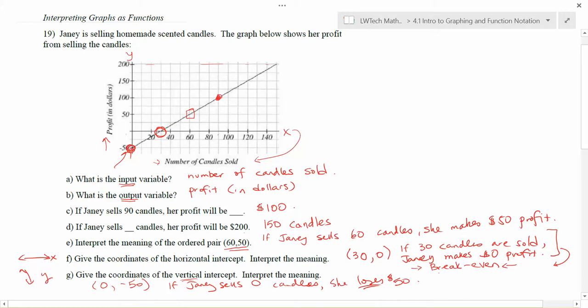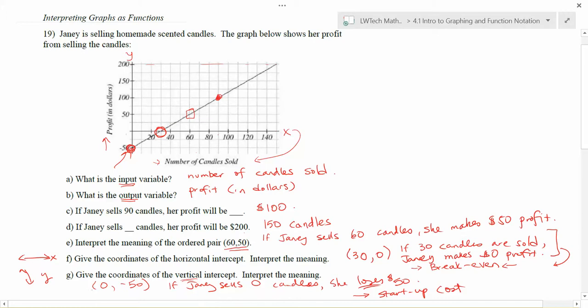And so, again, if you can take that to an interpretation for the situation, if you've sold 0 candles and you still have a loss, that's going to be our startup costs. So maybe she has to buy into the business franchise. Maybe she has to buy materials to make the candles, something like that. But that $50 is a startup cost, and she's got to overcome that before she can actually start making profit.